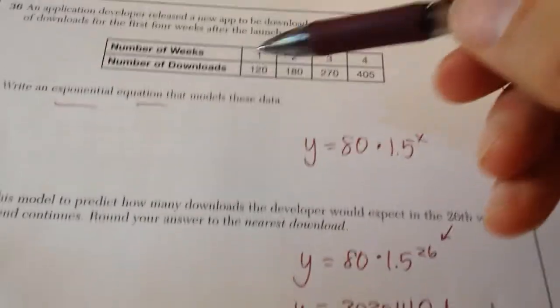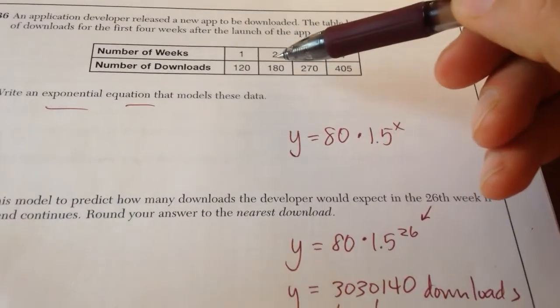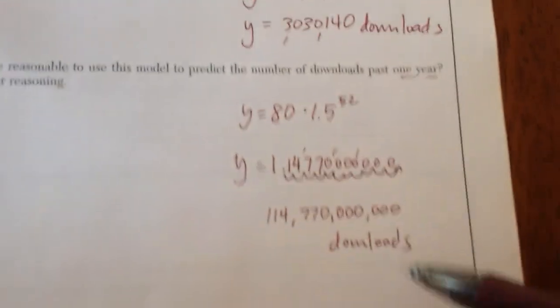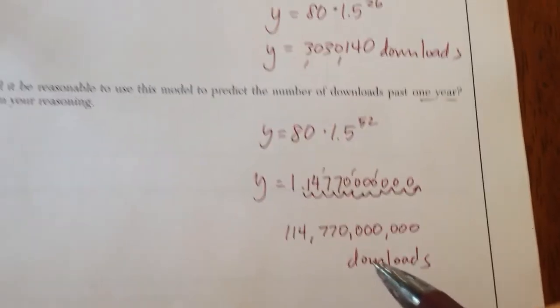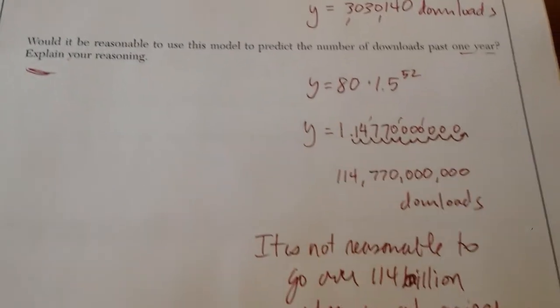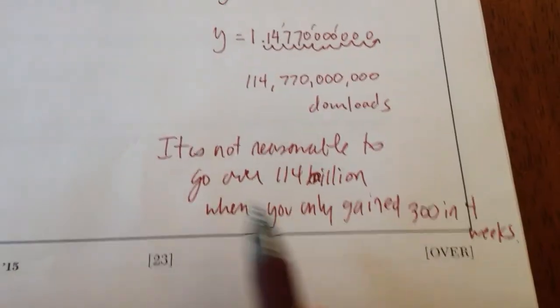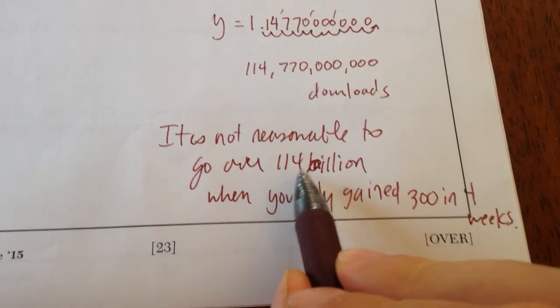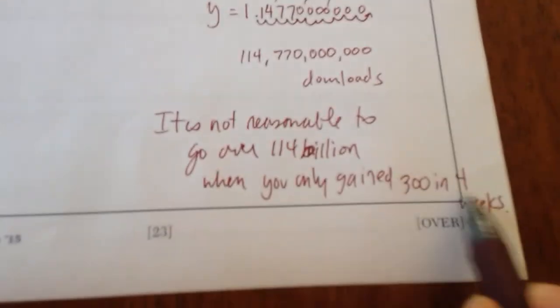Okay, so after 1 week, we had 120, and second week still 180. So it's saying after a year they're going to go over 114 billion. Again, explain your reasoning. You are going to need an explanation in words. I said it is not reasonable to go over 114 billion when you only gain 304 weeks.